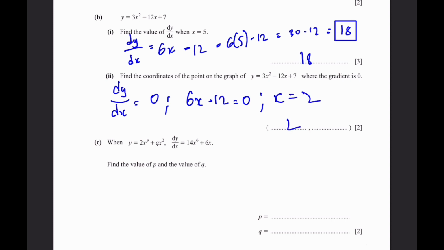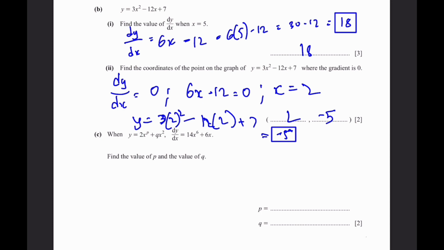Now we can substitute this to find y. y equals 3 into 2 squared minus 12 into 2 plus 7. And let's plug this into the calculator, and if you do that, you get minus 5. That's the answer. 3. y equals 2x to the power p plus qx to the power 2, dy by dx equals 14x to the power 6 plus 6x. Find the value of p and q.